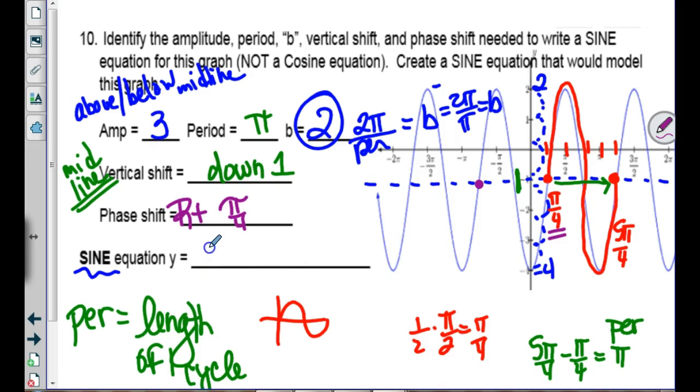No. So out front goes the amplitude, then it had to be a sine. Then goes B. Any phase shift, right, would be. And then at the back would be any vertical shift after we close. Probably should have 2 parentheses here. Yes, you're right. It's down 1, so it should be -1. Okay?